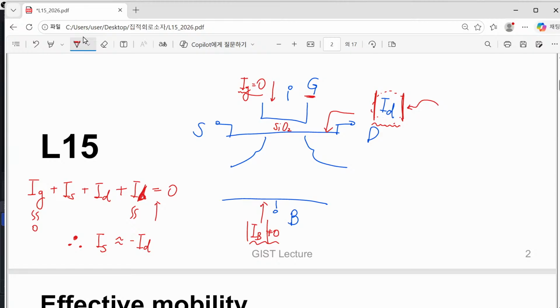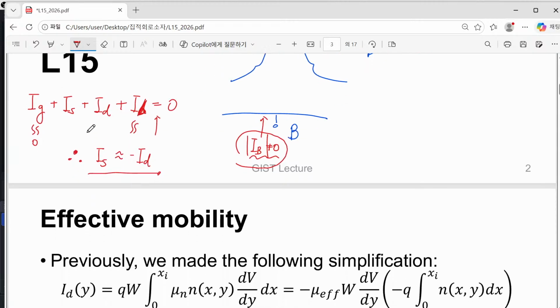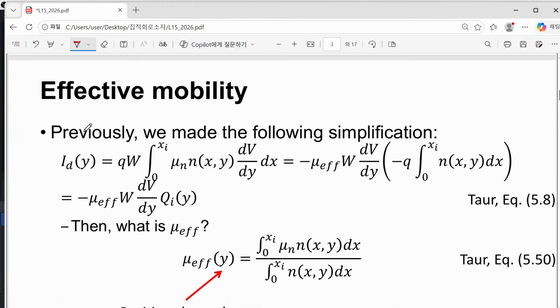If you are asked to answer the source current, then from this argument you have to say that this is the expression for your source current. Unfortunately we have no idea about the body current here, but that is another story. Okay, so let's get started with today's lecture.